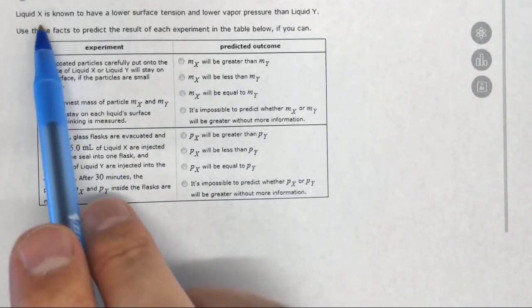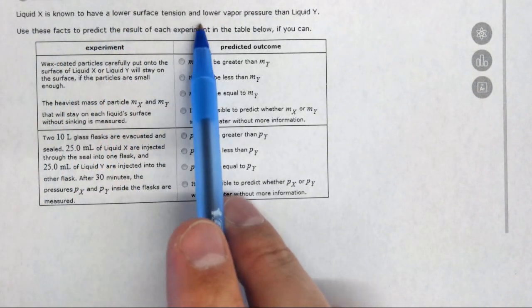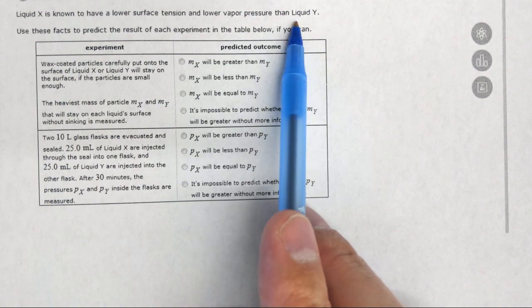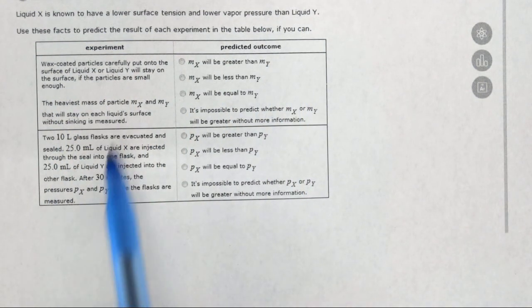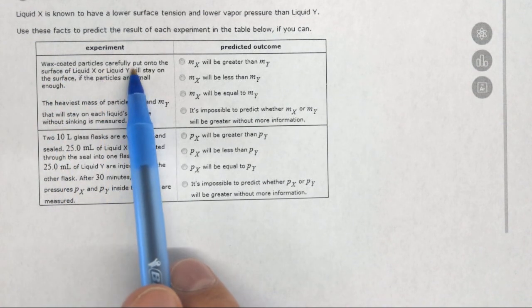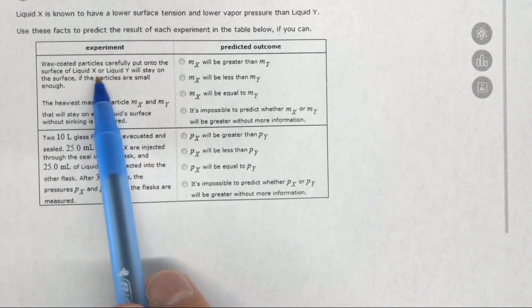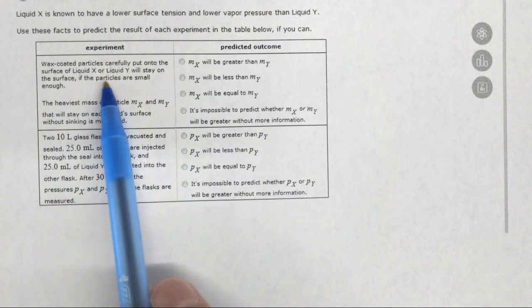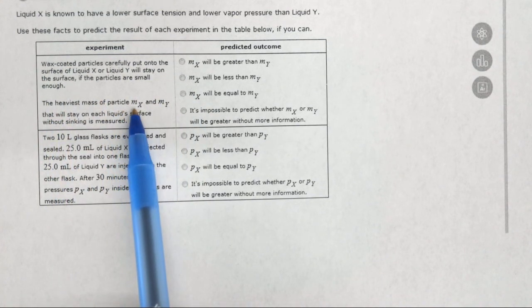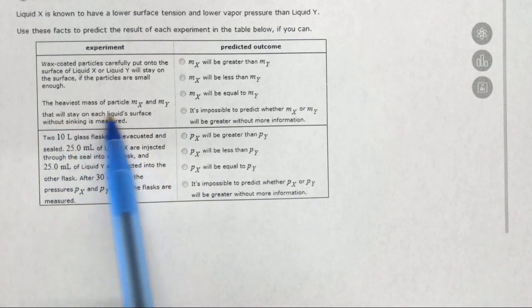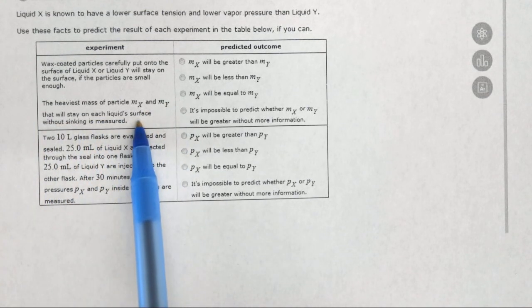This question says, liquid X is known to have a lower surface tension and lower vapor pressure than liquid Y. And we're asked a couple of questions about this. It says, wax-coated particles carefully put onto the surface of liquid X and liquid Y will stay on the surface if the particles are small enough. The heaviest mass of particle, mx and my, that will stay on each liquid surface without sinking is measured.